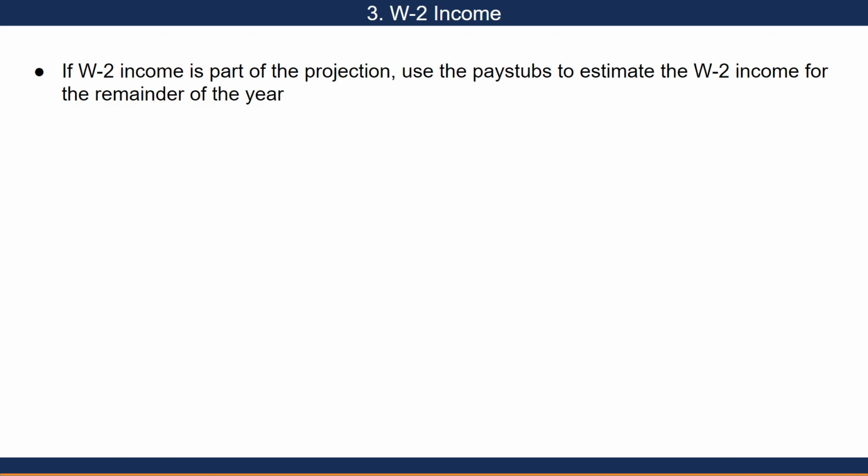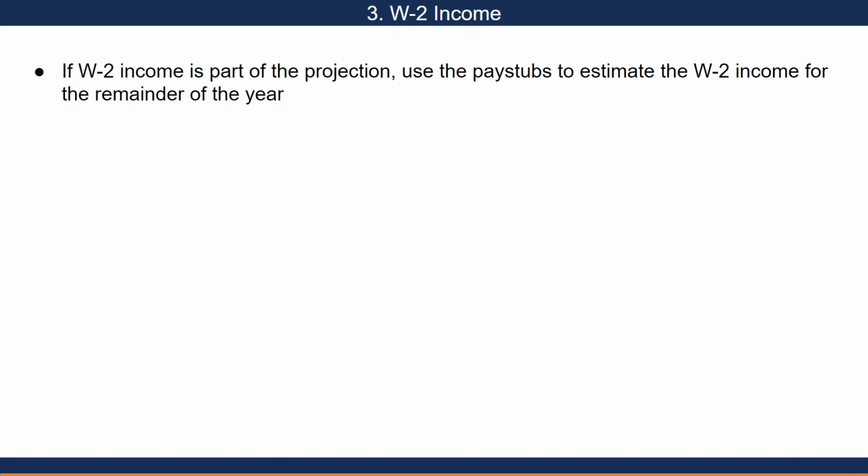Then you've got W-2 income. So if the client happens to have a job and you need to estimate their W-2 income, then you want to get the pay stubs. You use the pay stubs to estimate the W-2 income for the remainder of the year. I generally try to get 2 pay stubs, and that way I can see the periods that we're dealing with, because people get paid in different periods.